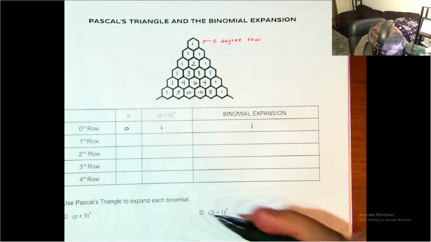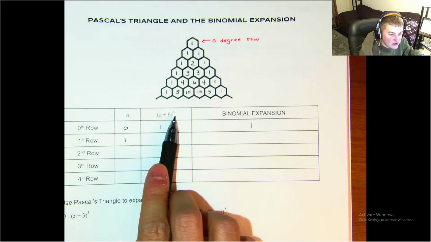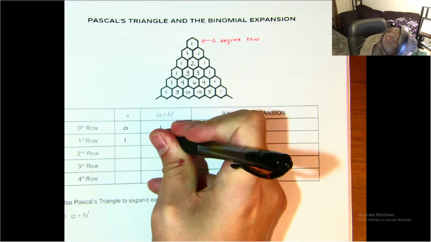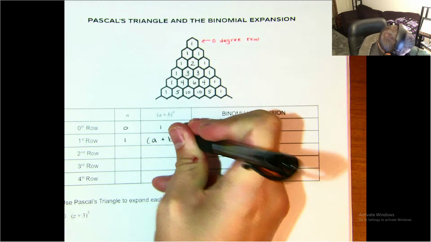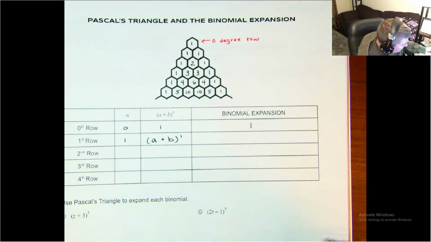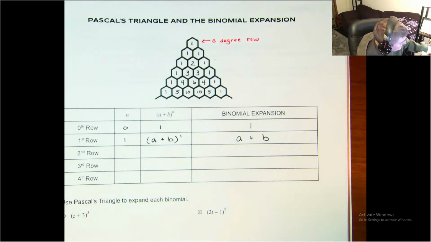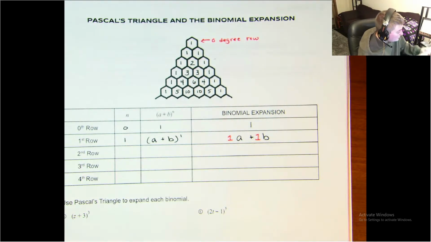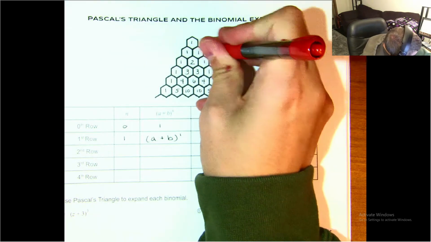Okay, well, what if I want to take it to the first power? If I take a plus b to the first power, that is just going to end up being a plus b to the first power. Okay, and if I do that, I don't have to do any work. That's just going to end up being a plus b, or specifically 1a plus 1b. Where do we see 1 and 1? Well, we see it right here. So this is my first degree row.